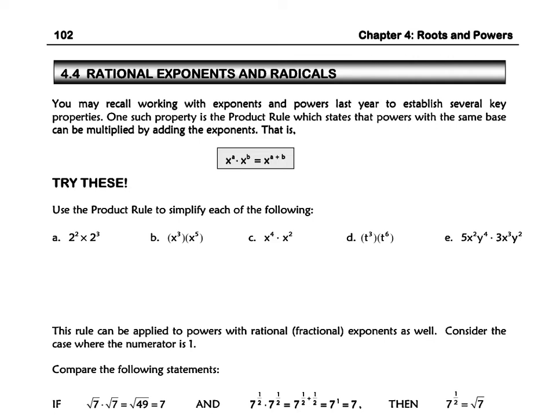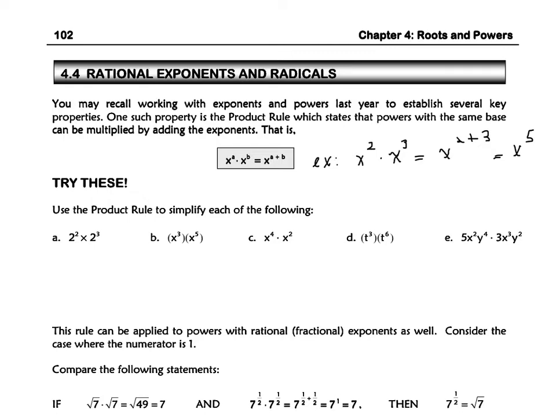Okay, so section 4.4 is on rational exponents and radicals, and we're going to review a property that you learned last year, and that would be that property when you multiply two power terms with the same base, then you can add the exponents. So for example, if you had x to the power of 2 times x to the power of 3, that would mean that you would have x times x times x times x times x. So basically that would be like saying x to the 2 plus 3, or x to the 5.